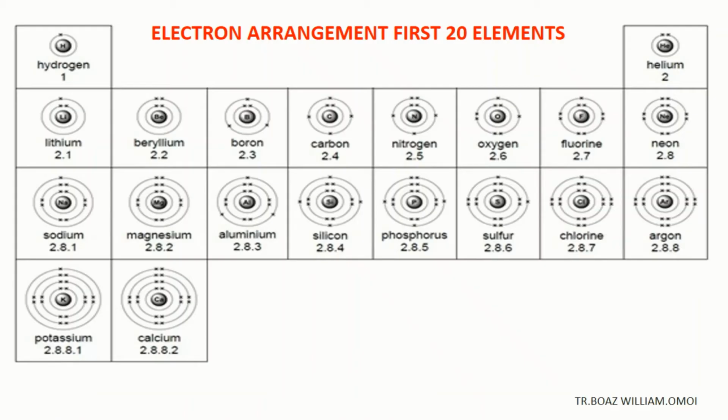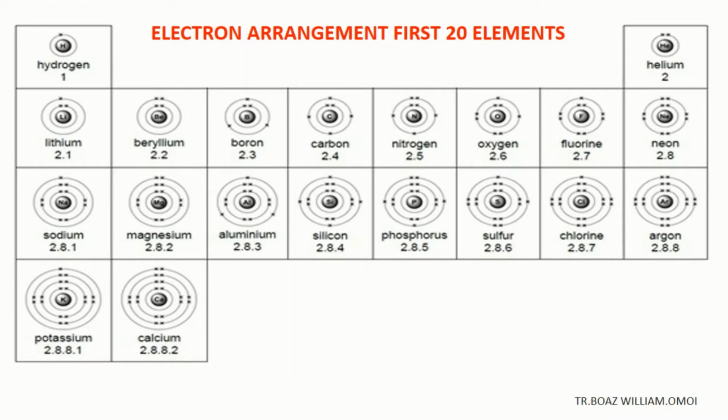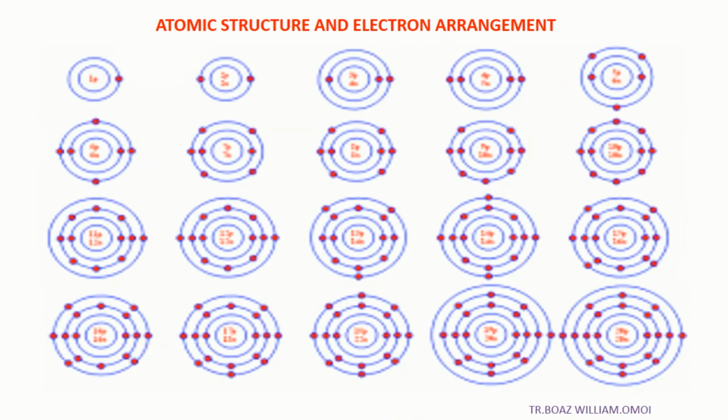Moving on, we have potassium, which is atomic number 19 with an arrangement of 2-8-8-1. That makes 19. So therefore, potassium has 4 energy levels. Moving on, we have calcium, which is atomic number 20 with an arrangement of 2-8-8-2. That makes 20. And calcium also has 4 energy levels. So those are the electron arrangements and configurations for the first 20 elements, and that is how they should be written at all times. Those are the electron arrangements for the first 20 elements.